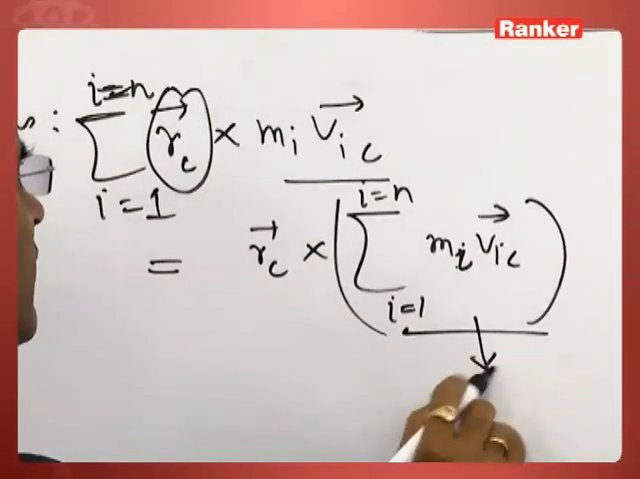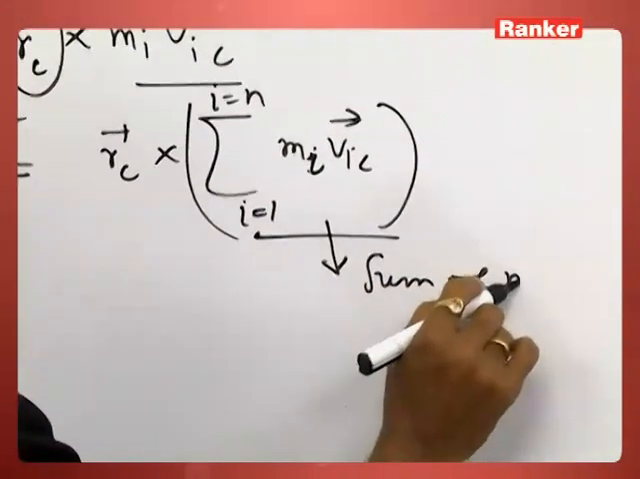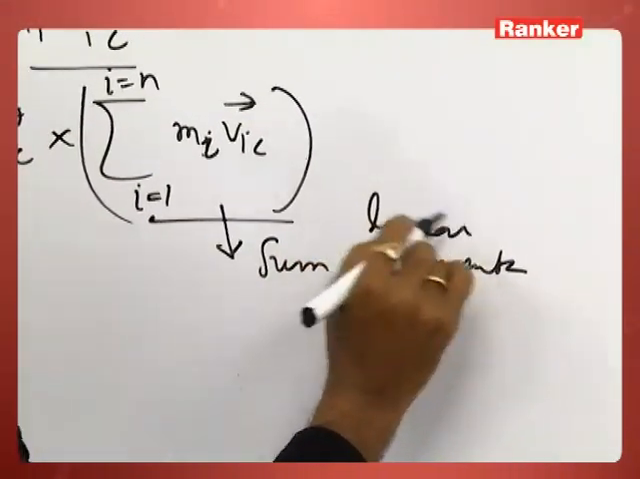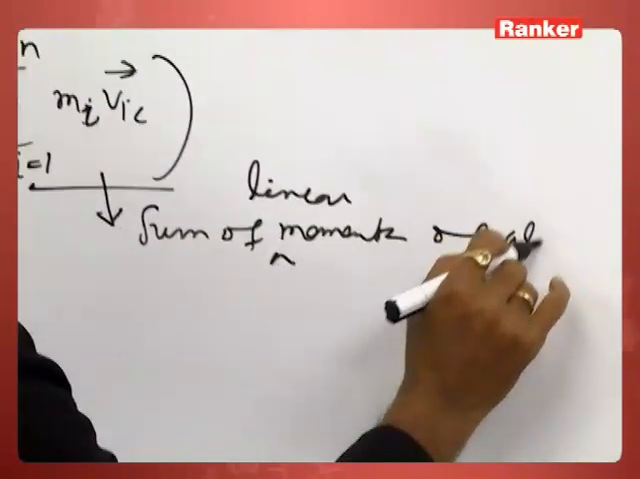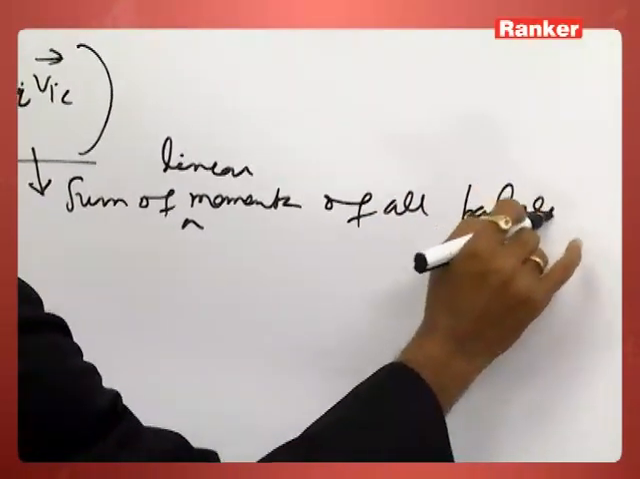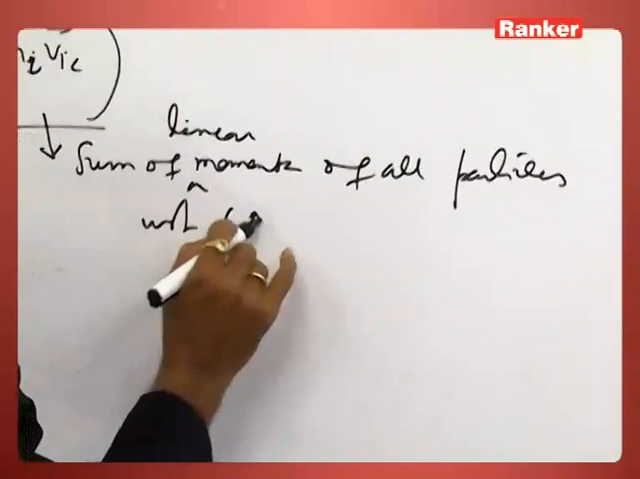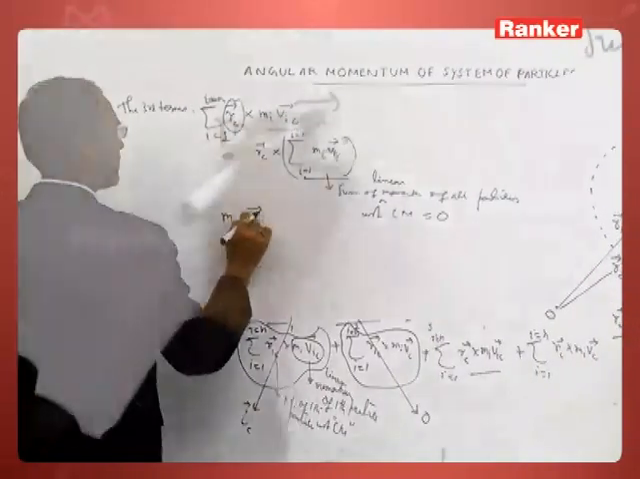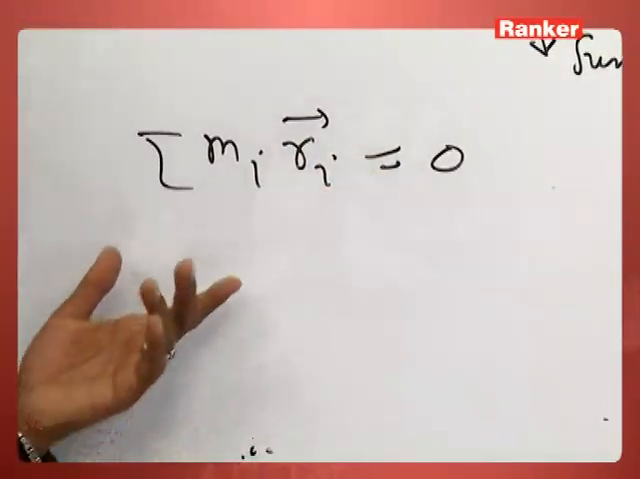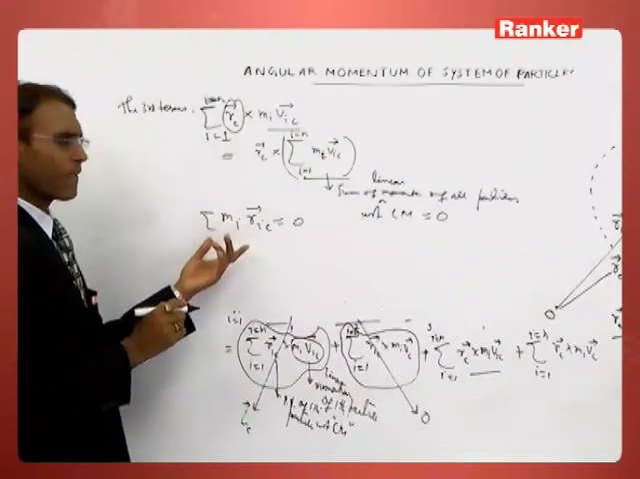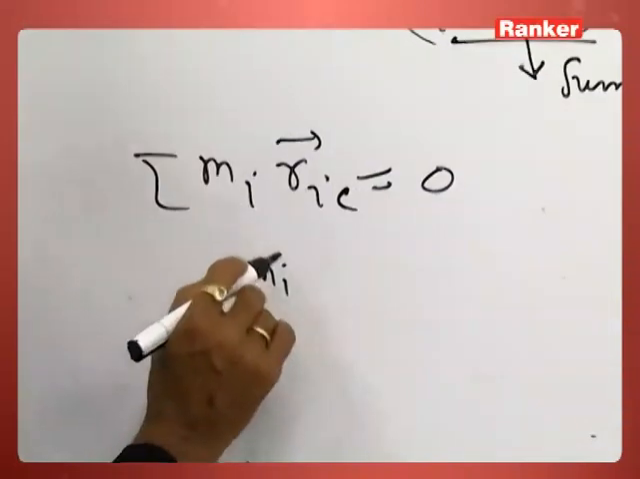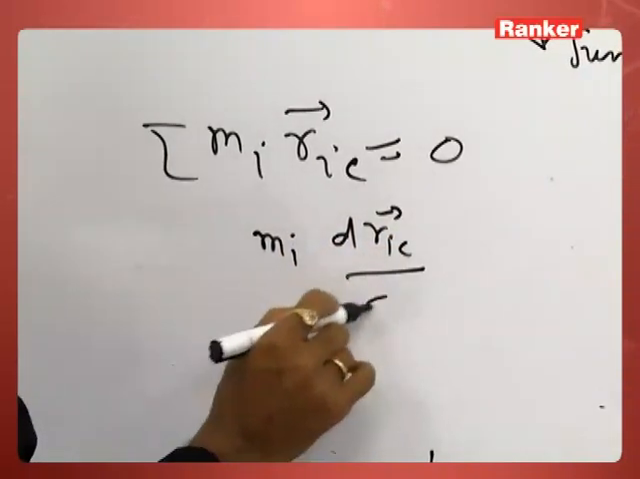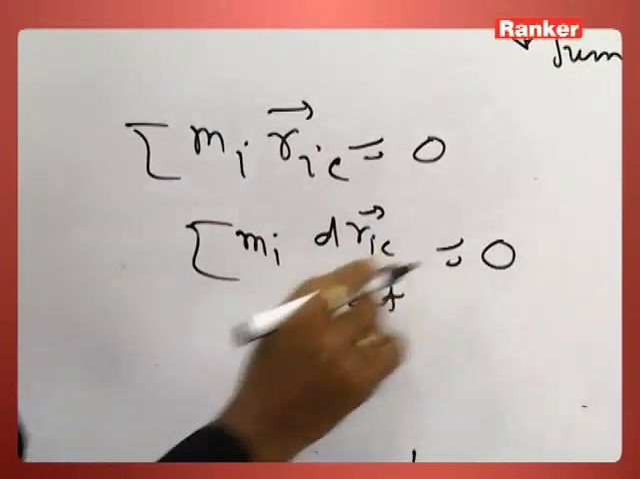This is the sum of momenta. Which momenta? Linear momenta of all particles with respect to center of mass is always equal to 0, because this is 0 already, we proved with respect to center of mass. Therefore, if you take the derivative of both sides, obviously this will be equal to 0.